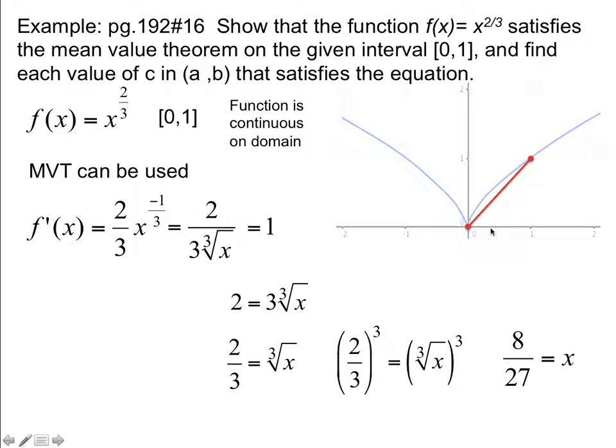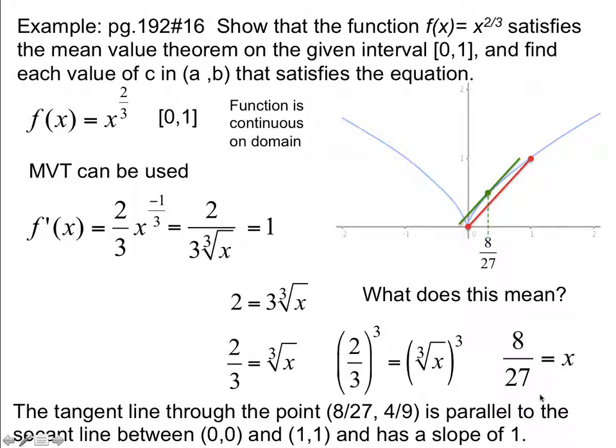So at 8/27, which is about right here, at 8/27, I have this value. This is my c, my 8/27, and it's at this location where if I draw my tangent line, it has also a slope of 1, the same as the secant line. So this is my value c. So the tangent line through point (8/27, 4/9), that's just the y value, is parallel to the secant line between (0, 0) and (1, 1).